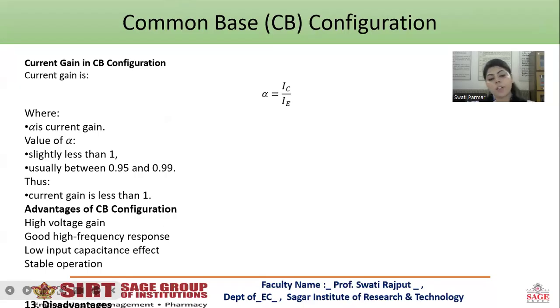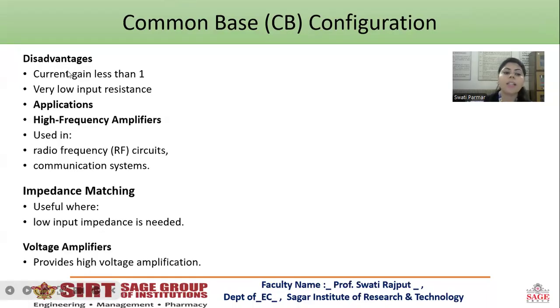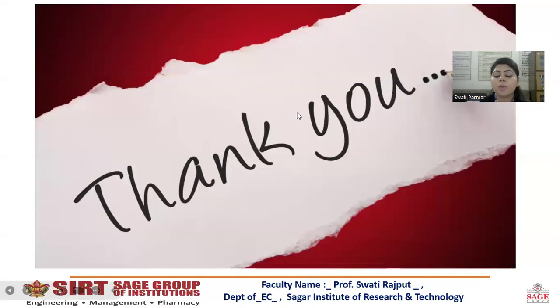Advantages of CB configuration. What are the advantages? High voltage gain, good frequency response, low input capacitance, and stable operation. What are the disadvantages? Current gain is less than 1 and very low input resistance. Applications are high frequency amplifiers used in radio frequency communication systems, impedance matching, useful where low input impedance is needed, and voltage amplifiers.